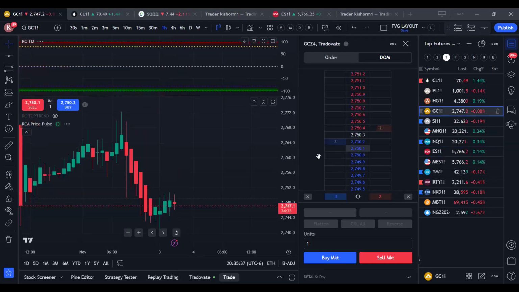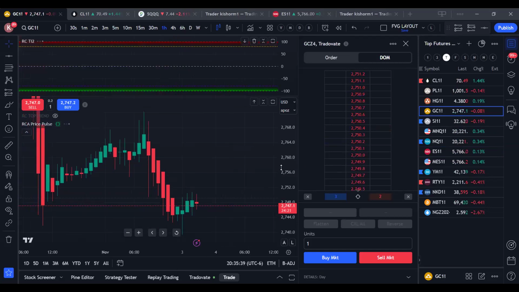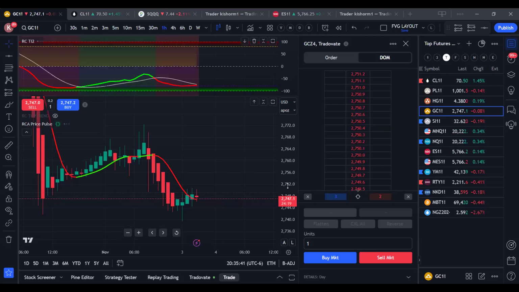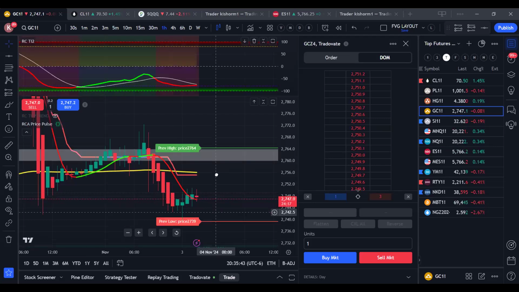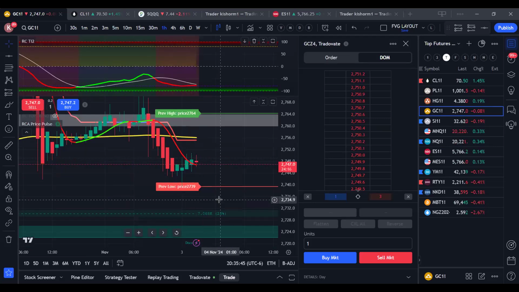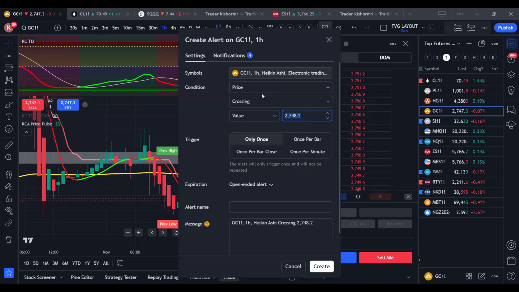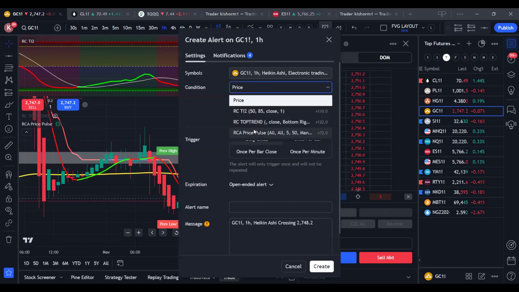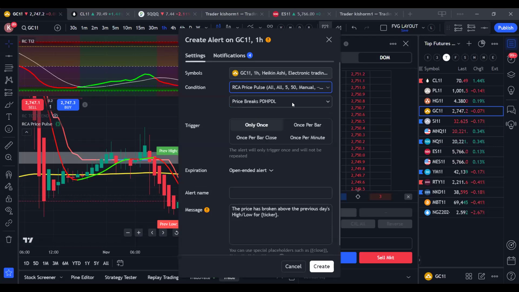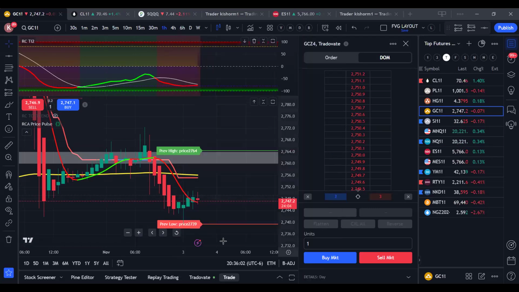Or whenever price breaks, for example gold, whenever price goes below 2739, you will receive an alert. Or if price breaks above 2764, you will receive an alert. So you can just go here, select price pulse, price breaks previous day high, previous day low. Either it goes up or goes down, you will receive a notification. You can create a notification like that. So that is your step number two.